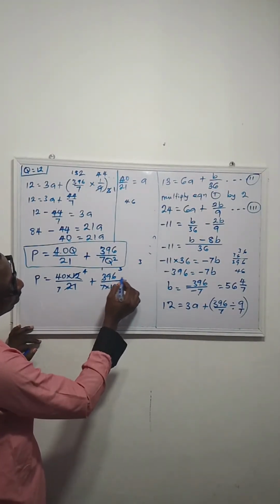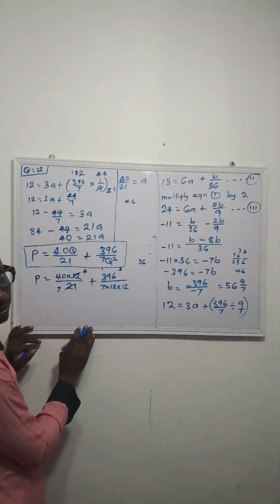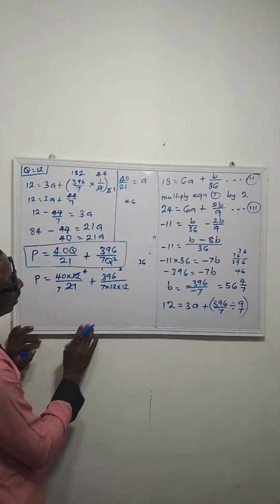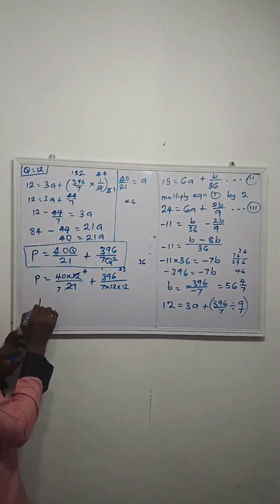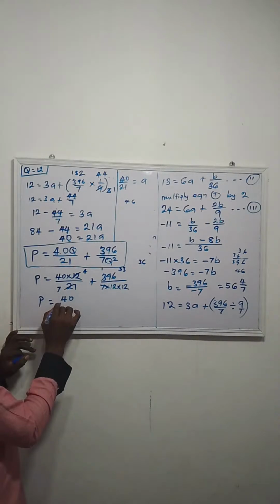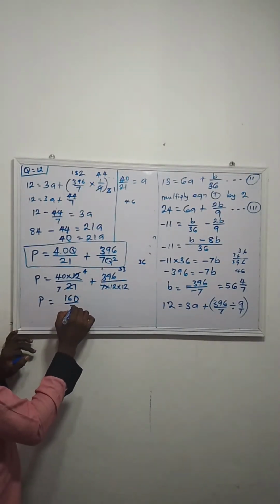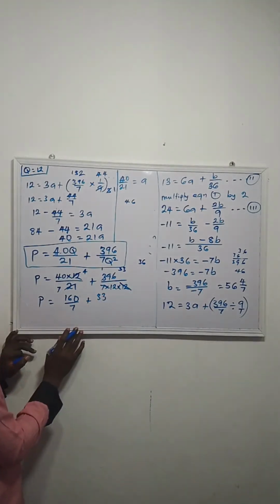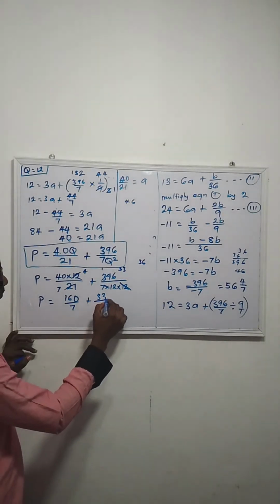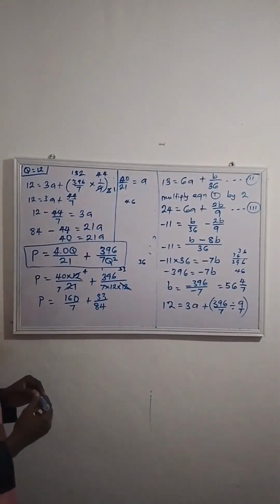So it's going to remain 3. You put that 3 in front of this 6. How many 12 goes into 36? That is 3. So we have 33. So that means this equation now turns to 40 times 4, that is 160, over 7, plus 33. Now this one has gone over 84. That is 84.